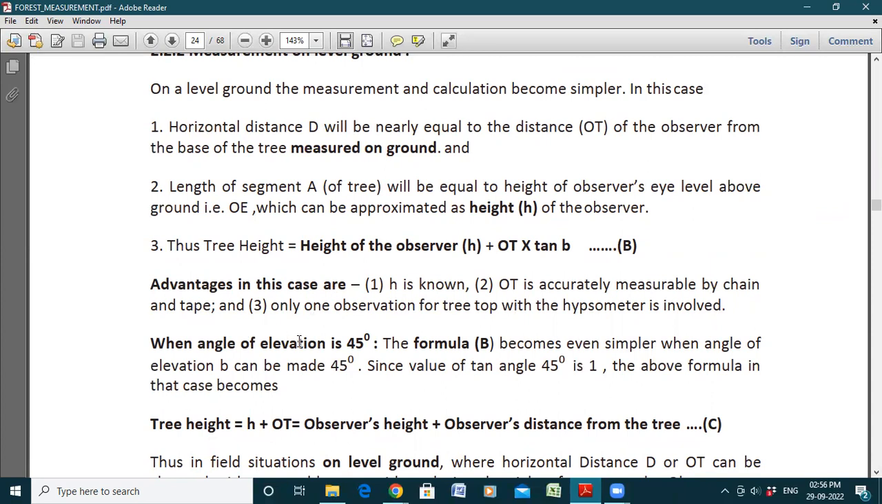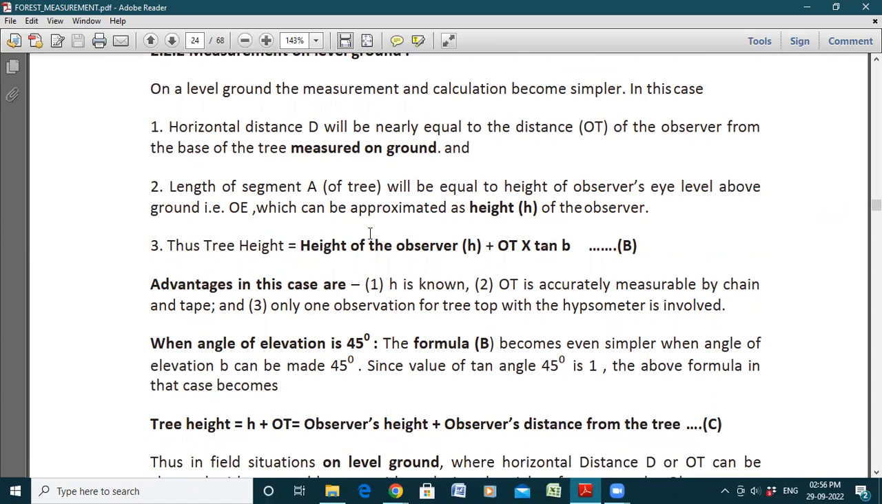Now when the angle of elevation is 45 degrees, what does formula B become? Even simpler when the angle of elevation B can be made 45 degrees. Since the value of tan 45 is 1, if the angle of elevation becomes 45 degrees, then the value of tan 45 becomes 1.